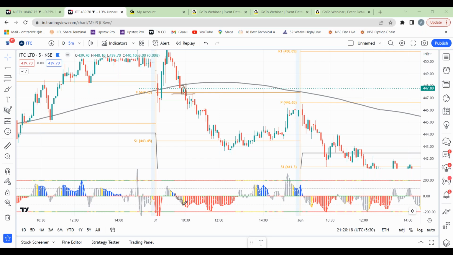And as the trade progresses, keep trailing your position. And when it hits minus 200, you can watch and book your profits. Minus 200 will be the profit booking area if you have got a good movement.